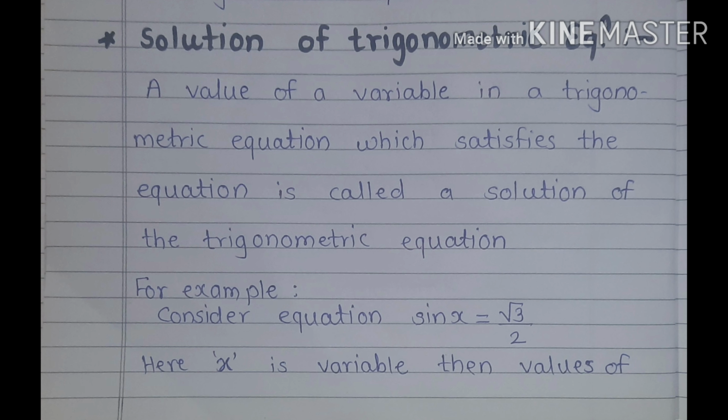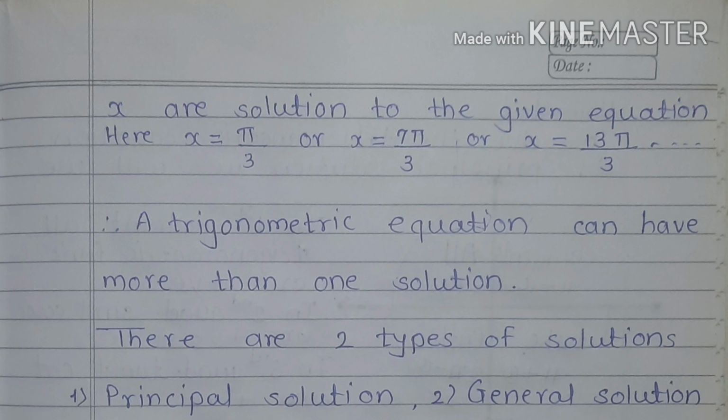For example, consider the equation sin x is equals to root 3 upon 2. Here x is the variable, and the values of x are solutions to the given equation. Here x is equals to pi by 3, or x is equals to 7 pi by 3, or x is equals to 13 pi by 3, like that. This happens because of the periodicity of the sine function, as the period of sine function is 2 pi. Hence we can say that a trigonometric equation can have more than one solution.